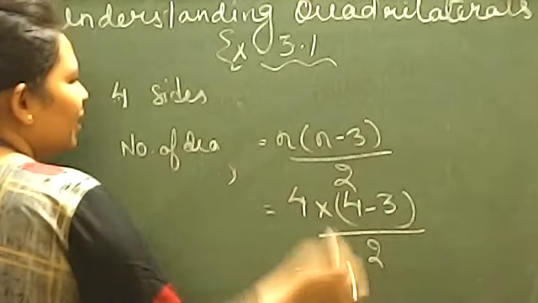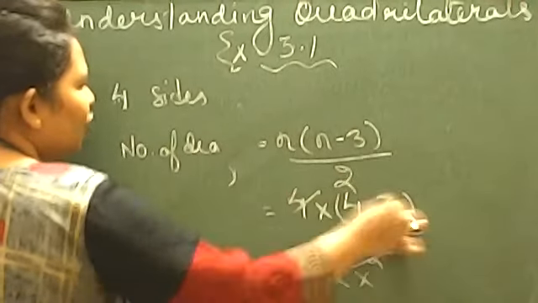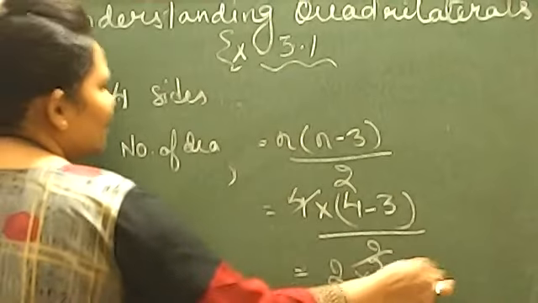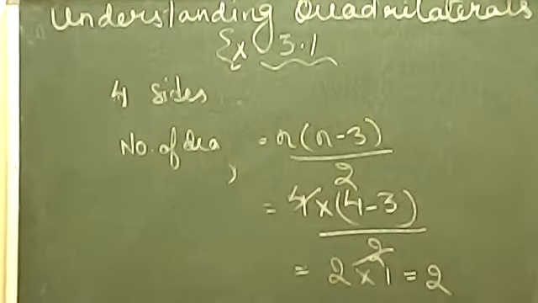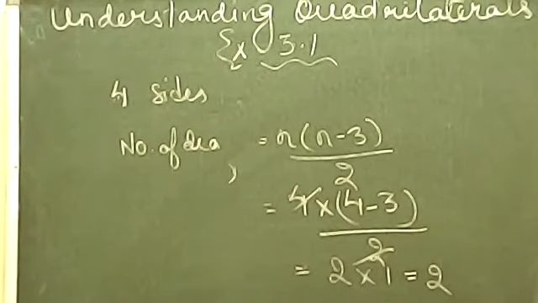So which will cancel this 2. 2 2s are 4, and here multiply by 4 minus 3, that is 1. So the answer will be simply 2 diagonals. And as you all know, yes, quadrilateral has only 2 diagonals.